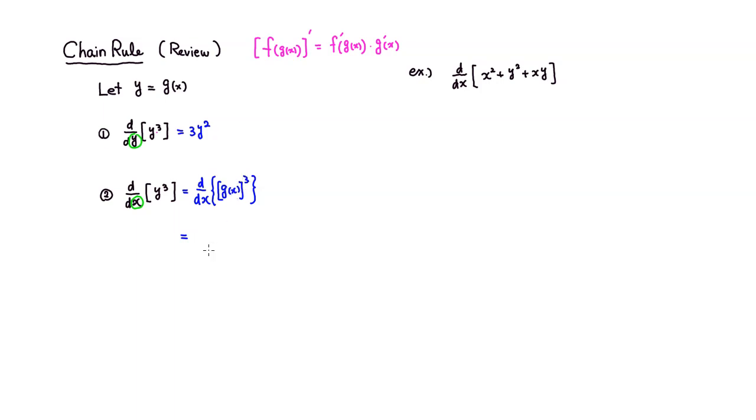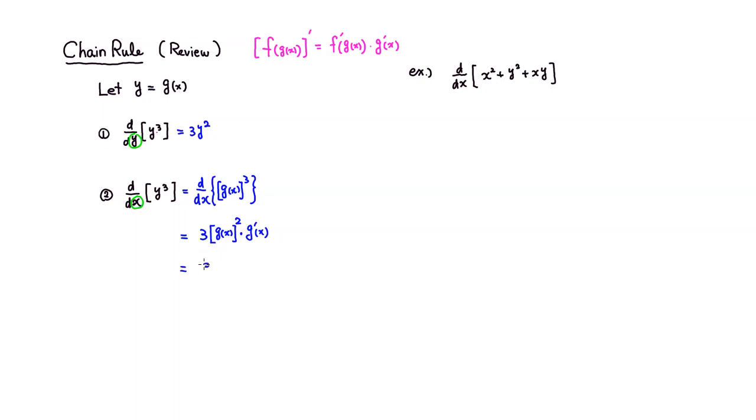The outside function is a cubic function, so you put 3 outside. And then the inside function stays the same, so g of x stays the same. And subtract 1 from the power, so it's going to be squared. But because of the chain rule, you have to multiply by the derivative inside. So you have a g prime of x. So this is the correct derivative. We know how to do it. But if you go back to y, this is the expression we get.